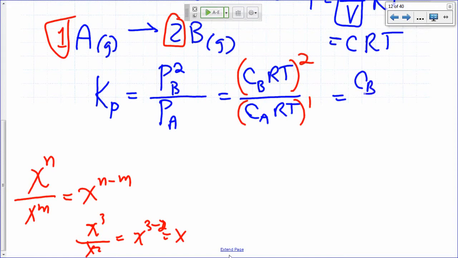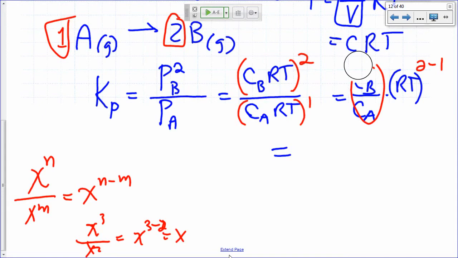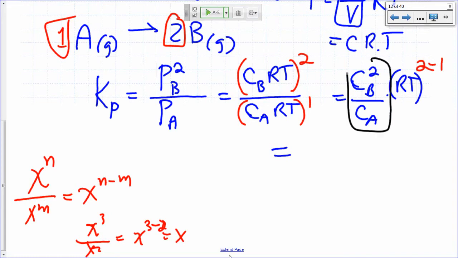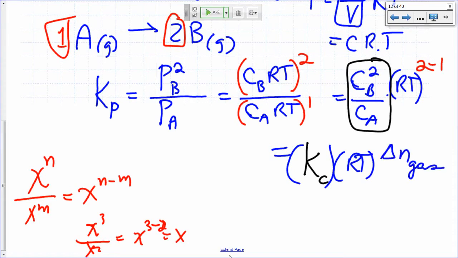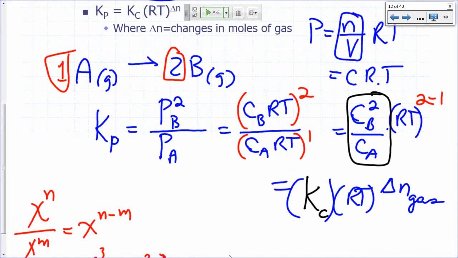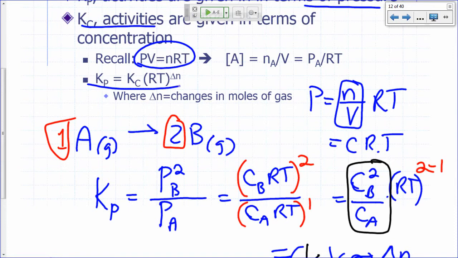I can say this is concentration of B over concentration of A times RT raised to the power 2 minus 1. Okay? So this gives me, oh, this should be concentration of B squared. Sorry about that. So this is concentration of B squared over concentration of A. I'm just collecting all my RTs. Okay? So this thing right here, concentration of B squared over concentration of A, that's just Kc. So Kc times RT raised to the power 2 minus 1 is what we would call the change in the moles of gas when you carry out the reaction. Okay, so Kp will just be equal to Kc times RT raised to the power delta n gas.